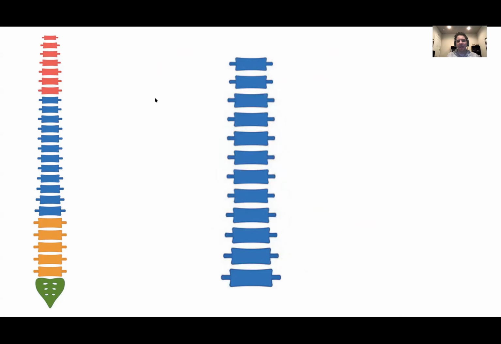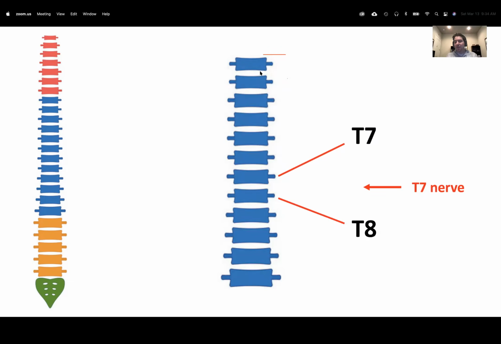So since there's a C8 right here, everything gets bumped down. So T1 nerve is below T1, right? So everything: T2, T3, T4, T5, T6. Now T7 is going to come out here. So any herniation will affect T7. So now you're going above. When you think about the thoracic region, between T7 and T8, the nerve that's above is going to come out.